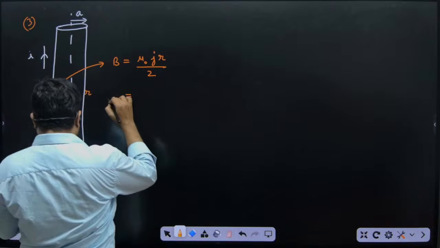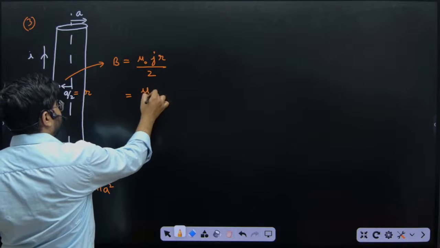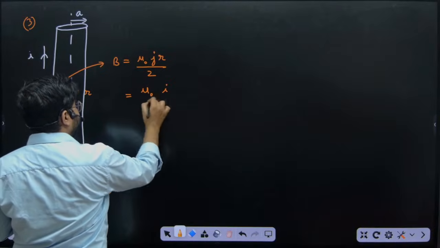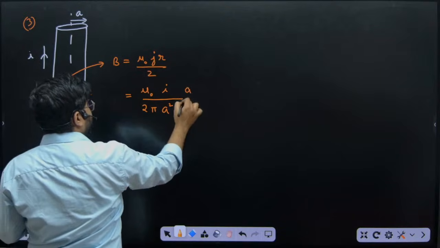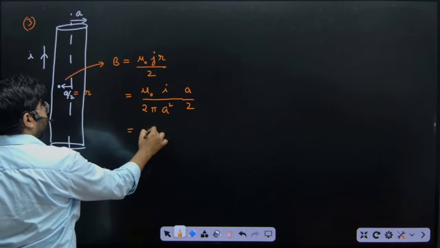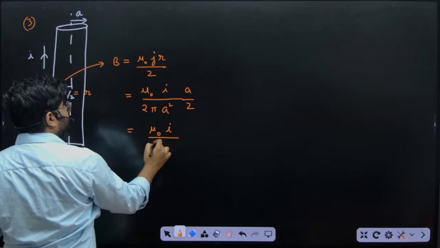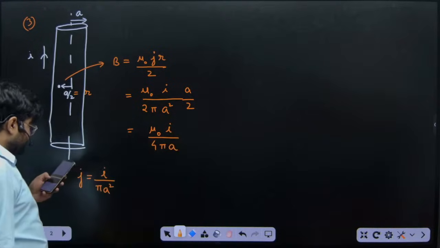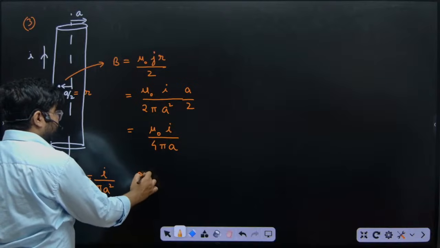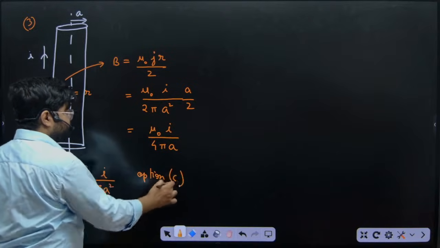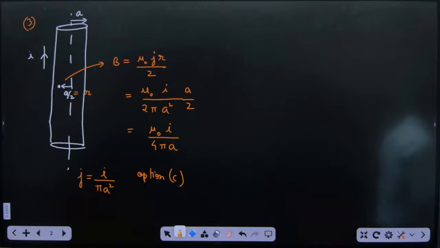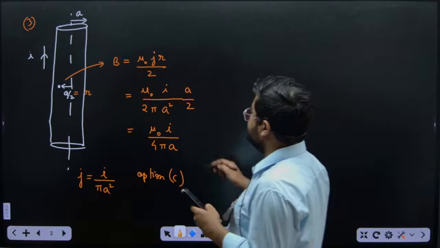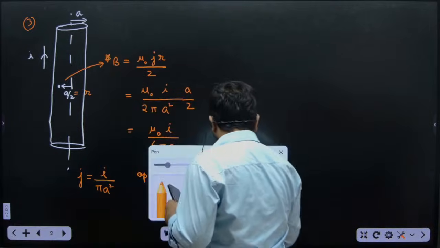So let us put the values and see. Mu naught j r by 2, and r can be written as a by 2. So mu naught I by 4 pi a. So option C seems to be the correct answer to me. What you need to know is you need to remember this formula. This must have been taught to you.